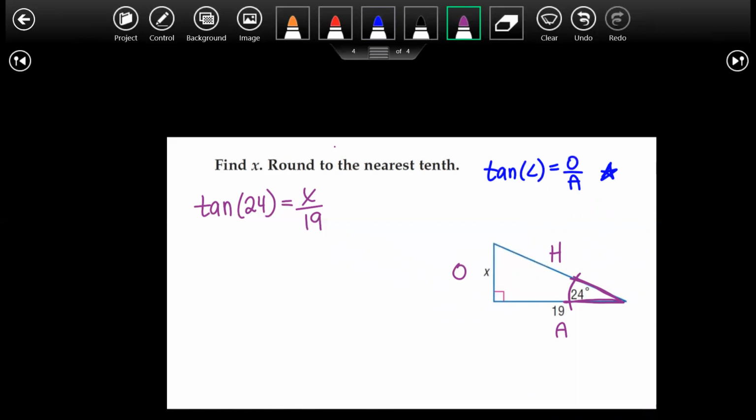Now, if you have a calculator, please pull out your calculator. I will show you. If you have an Android, this is what you come up with. If you have an Apple product, I'm going to show you this one too. In order to get to your trig ratios, you've got to turn it. You're going to see sine, cosine, and tangent. Tangent is the one we're going to use.